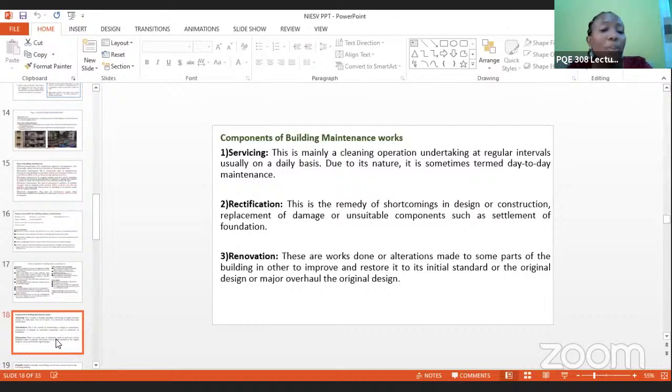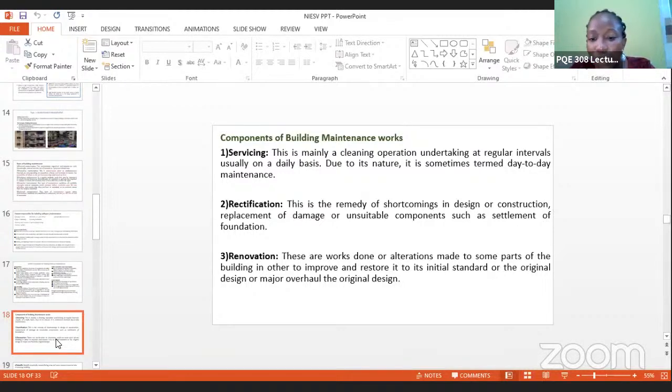Now, what are the components of building maintenance works? You know, we've talked about the types of building maintenance. Don't mix the types with the components. We talked about the types. We talked about the deferred maintenance. We talked about the proactive, the preventive, the planned, you know, and all that. Now, we're now talking about the components of building maintenance works. So what are the components?